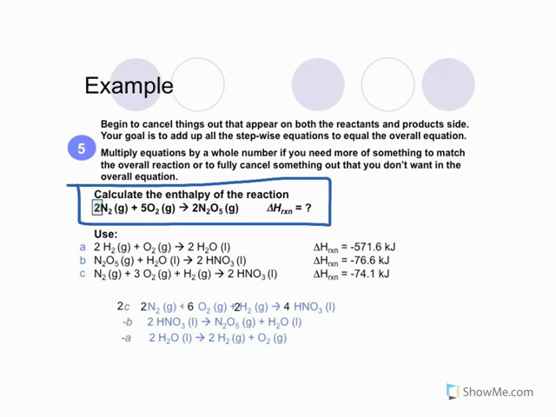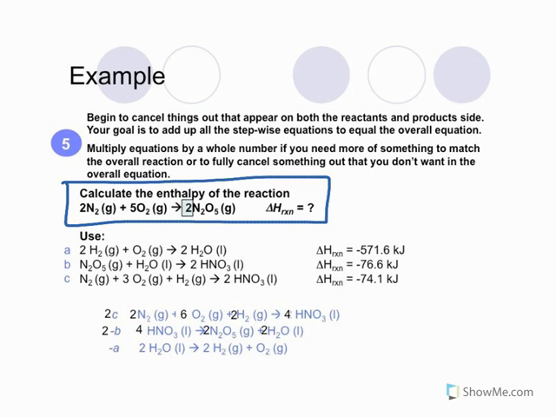So our overall reaction has 2 nitrogens in it, and C only had 1. So I'm going to multiply the entire C reaction by 2, which is reflected down here. So we have 2 N's, 6 oxygens, 2 hydrogens, 4 nitric acids. Looking at our reaction B, there was only 1 dinitrogen pentoxide, but we needed 2, so I multiplied that whole reaction by 2.